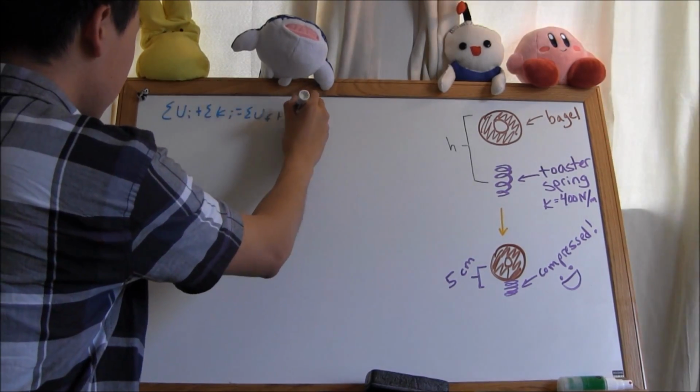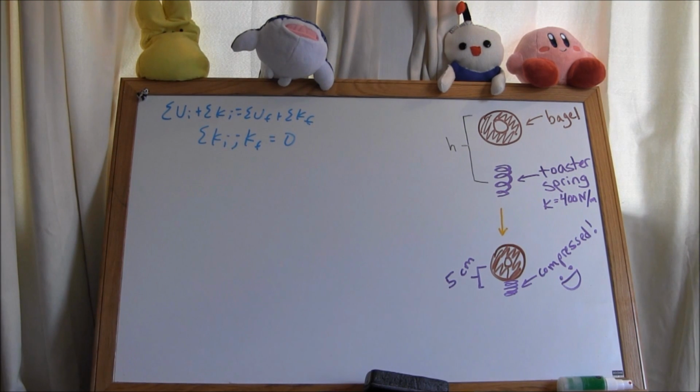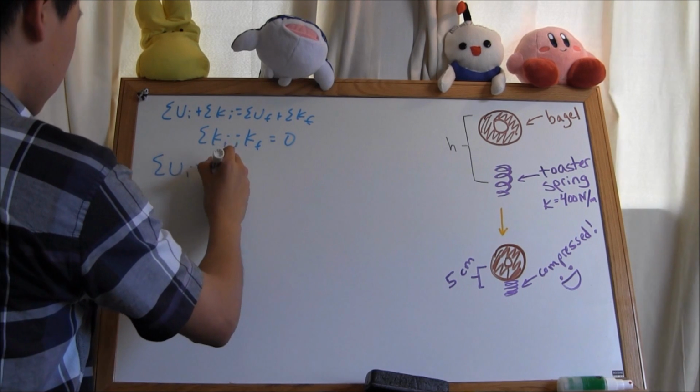Let's start with conservation of energy. Here we have initial potential energy plus initial kinetic energy is equal to final potential energy plus final kinetic energy. We know that both the initial and final kinetic energies are equal to 0 because it's dropped from rest and it comes to rest when it's in the loaded position.